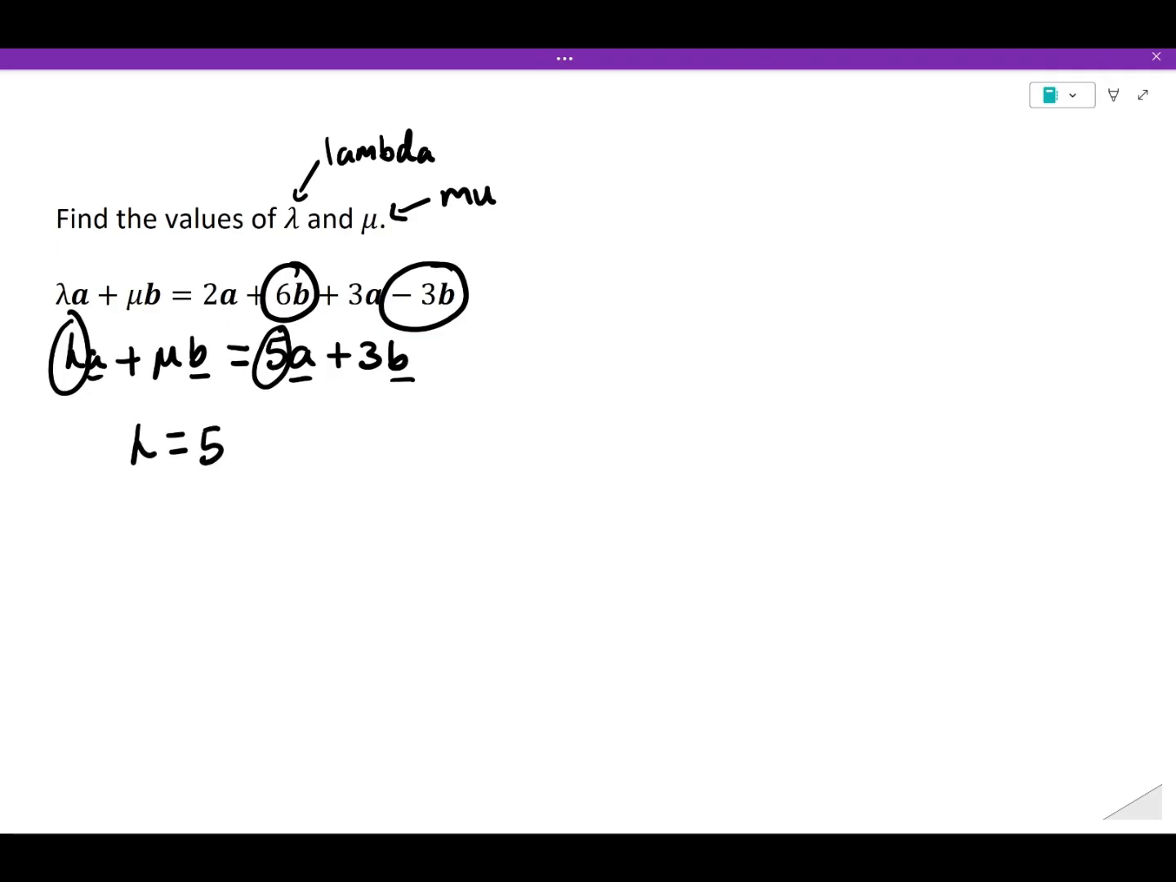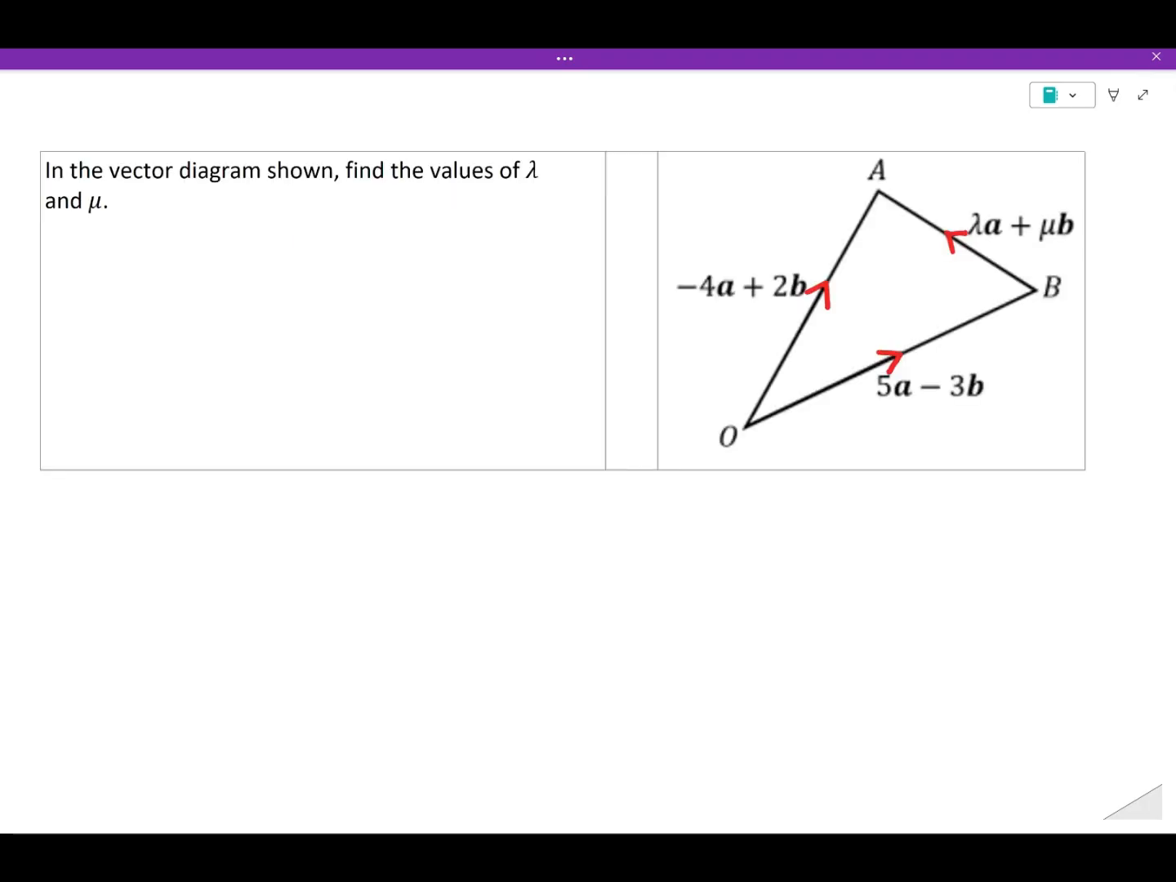So we found its value. Then on the left-hand side, we have mu lots of B. On the right-hand side, we have 3 lots of B. Therefore, mu must be equal to 3. And this is called equating coefficients. So let's look at a whole question.